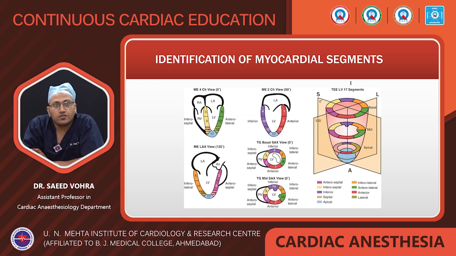In the mid-esophageal long axis view, that is 120 degree, one will be able to see inferolateral and anteroseptal wall of the LV. Now this is a transgastric basal short axis view in which you can see almost the segments supplied by all the three major coronary territories. Now this is a cylindrical view of the LV in which the plane is divided orthogonally. So in mid-esophageal 4-chamber view, when you are seeing inferoseptal wall, opposite to that you will see an anterolateral wall.